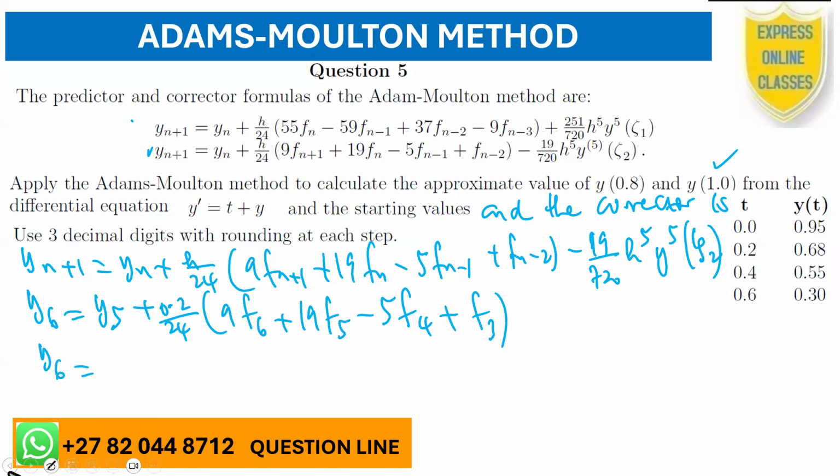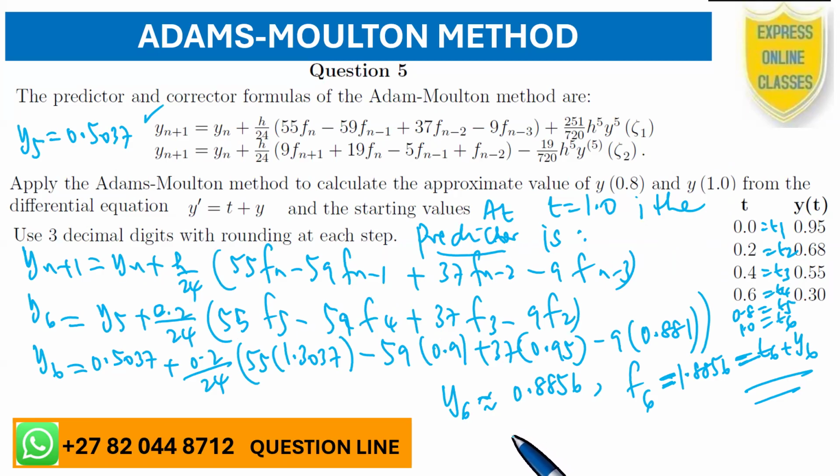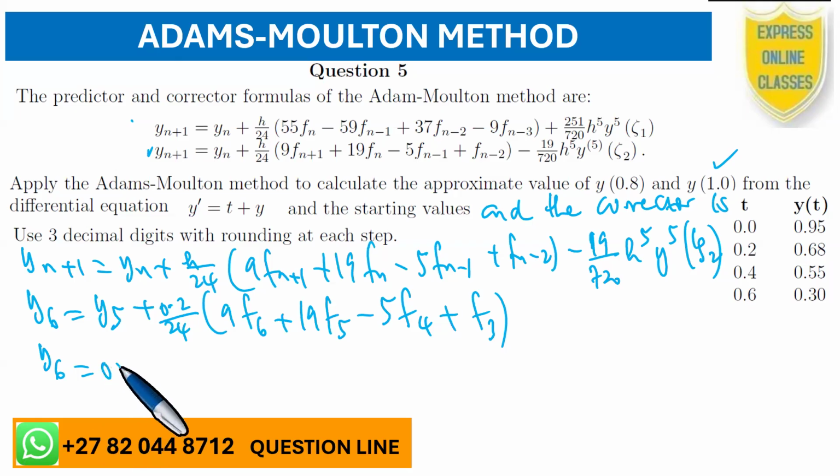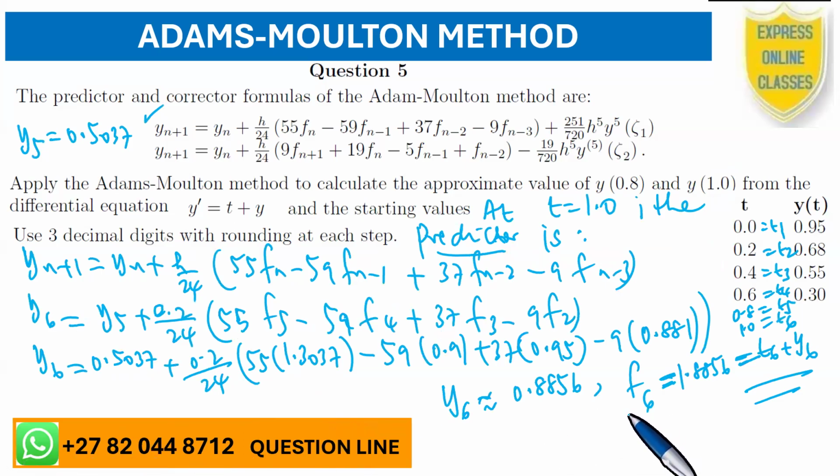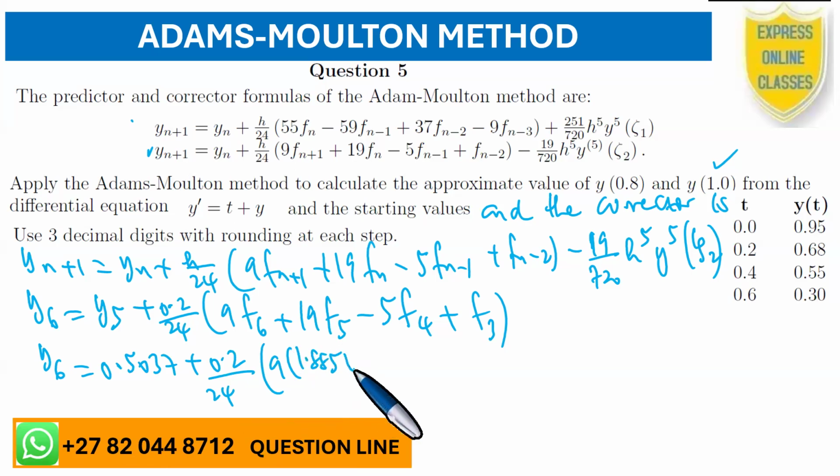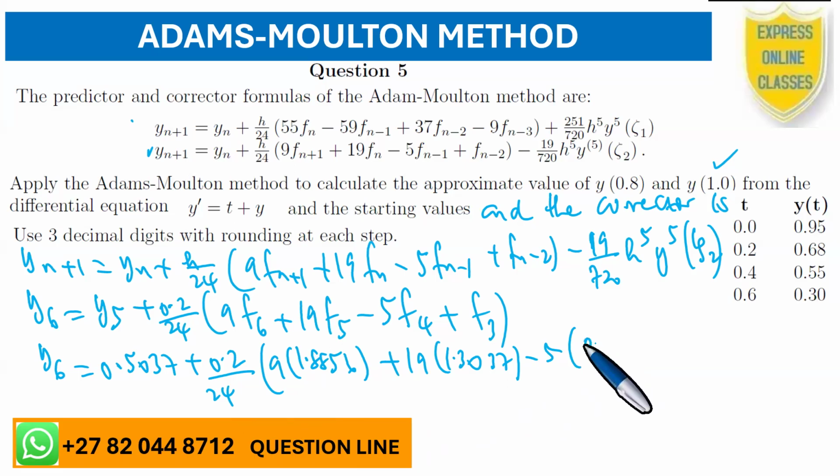What is our y5? We have already got the y5, which was 0.5037. And that is what we're going to do: 0.5037 plus 0.2 divided by 24, and then we're going to have 9 F6. We've already got our F6. F6 is 1.8856. That's what we plug in here. Then F5 is 1.3037. F4 from the table is 0.9. F3.